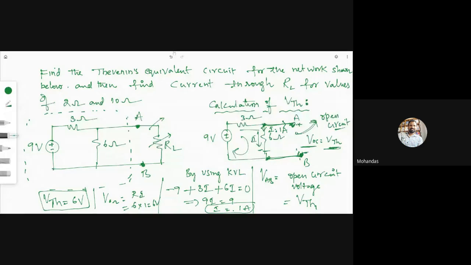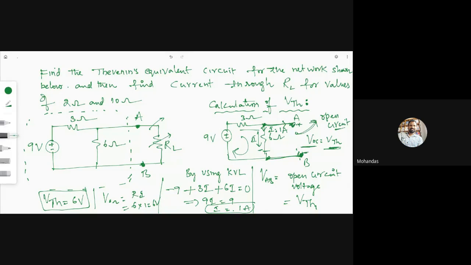By practicing more problems, you will get more clarity. As it is the beginning classes, you may get some doubts. If you have any doubts, you can ask. Ranjit, completed, Amma? Yes, sir. Now, next one, calculation of R Thevenin.